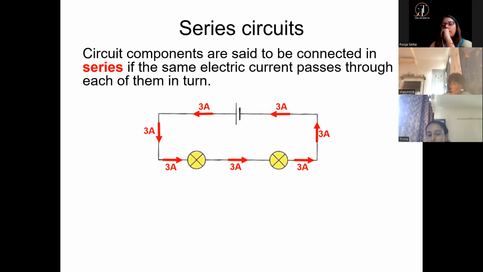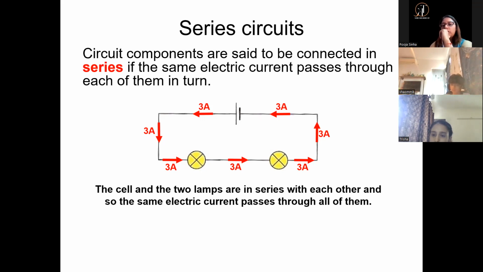Trisha, what do you observe? How does the current change in the circuit? Does the current change at all? No. So for a series circuit, the current remains the same. Can I say that? Yeah. For a series circuit, the current will remain the same. Okay. Then what about the voltage? I think it'll be different. The voltage is going to be different.